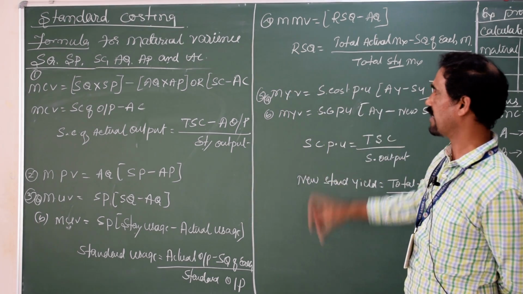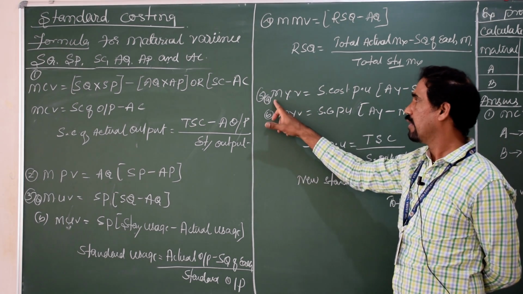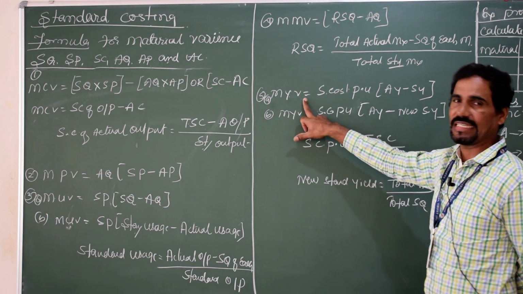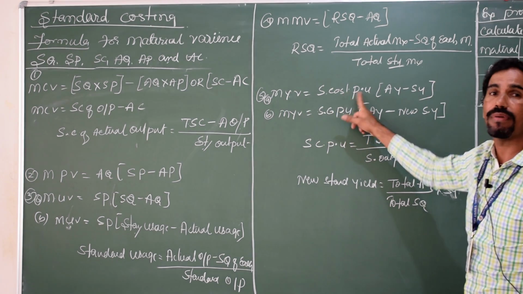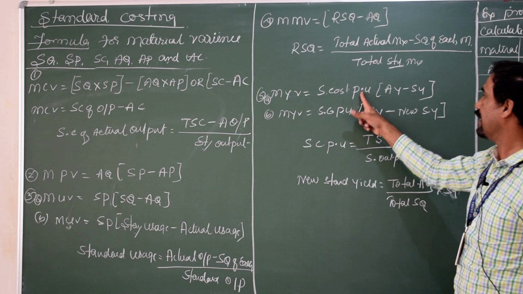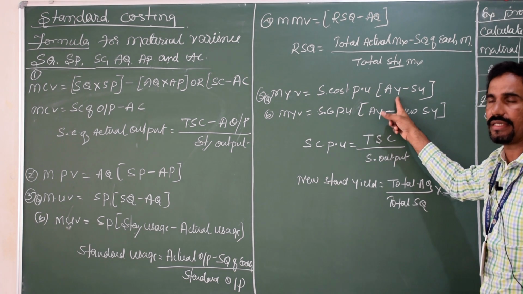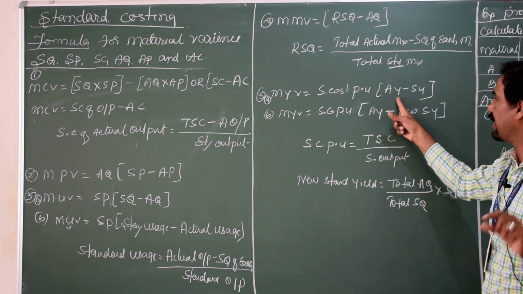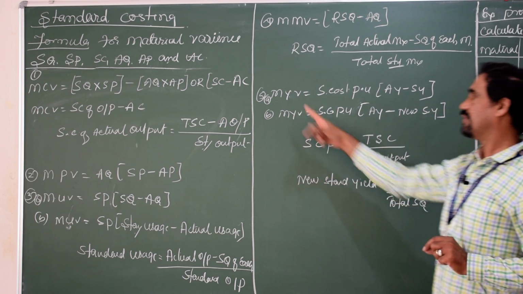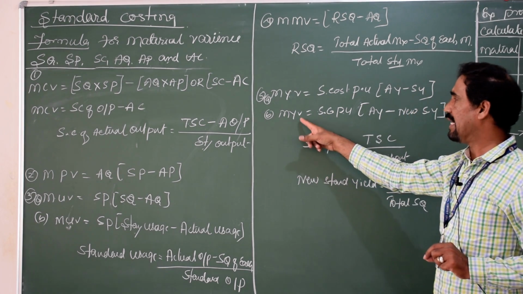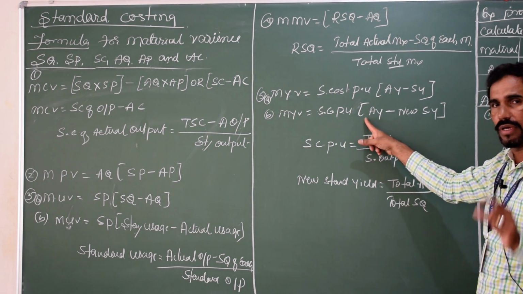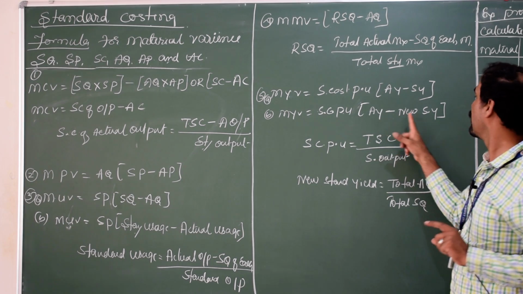So, for all 5 steps I am giving the formula. Fifth one, first A, depending on the question. A: material yield variance equals standard cost per unit, PU stands for per unit, standard cost per unit into actual yield, AY stands for actual yield, minus standard yield. Formula B: material yield variance equals standard cost per unit into actual yield minus new standard yield.